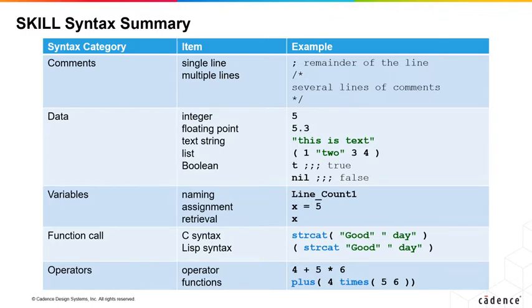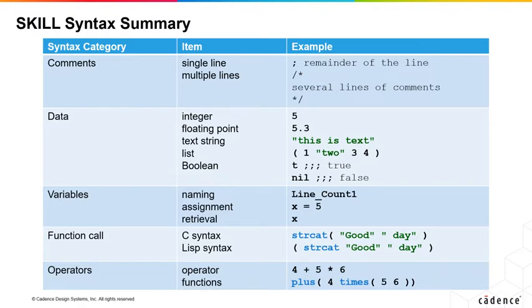Next, we have function calls. There are two formats to these. One is the C syntax format, which you can see here is strcat, parenthesis, then the two strings being concatenated, good and day, followed by a closing parenthesis. The parenthesis in the C syntax immediately follows the function name, which in this case is strcat. No spaces are allowed between the t in strcat and the left parenthesis.